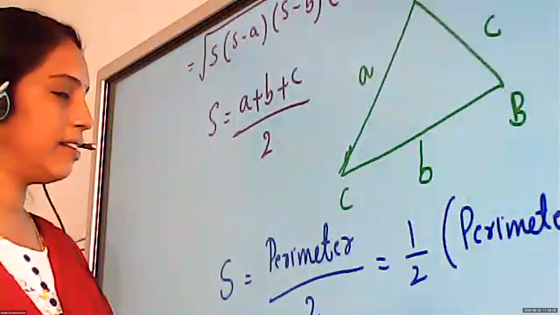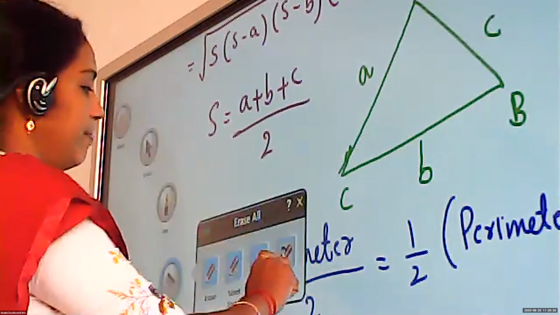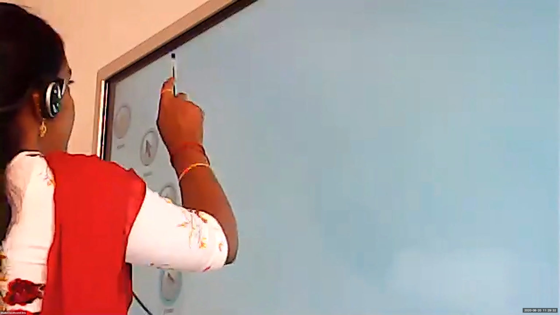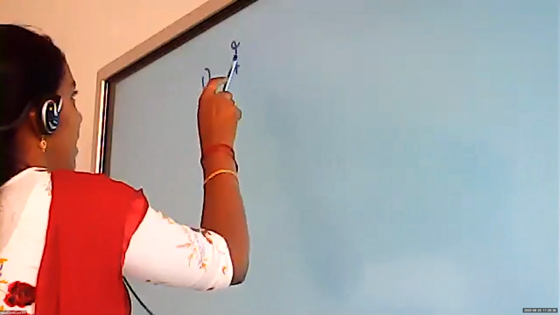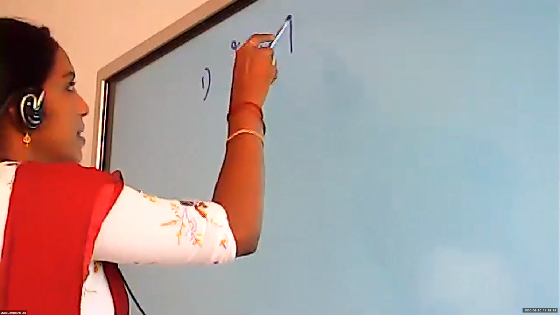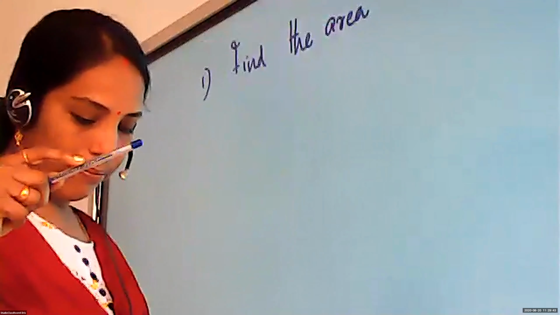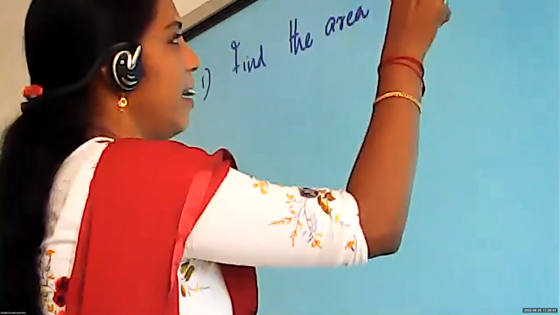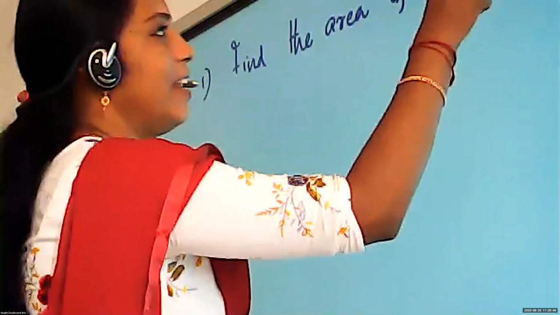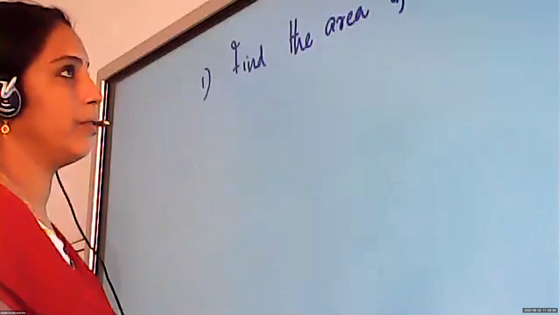Okay, Arjun? Yes. Okay, so we'll write the first question. Find the area of a triangle. I haven't shared the screen. One minute.